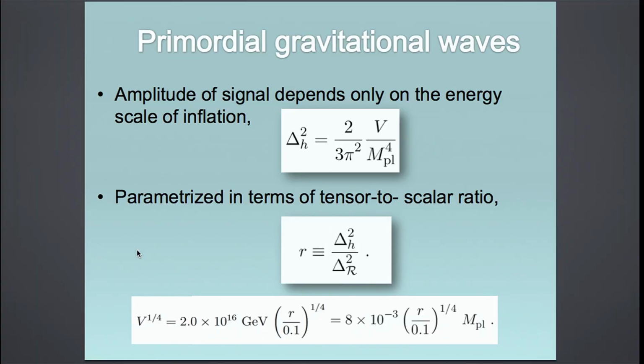So, some things that we've heard before: the amplitude of the primordial gravitational wave signal is set exclusively by the energy scale of inflation. If you parameterize it in terms of the tensor to scalar ratio, then you find that the energy scale V^(1/4) is 10^16 GeV times the 4th root of r over 0.1, which it's useful to note is approximately the GUT scale. It's also 10^-2 times the Planck scale. So it's a fantastically high energy, and that's the initial driver of excitement here.